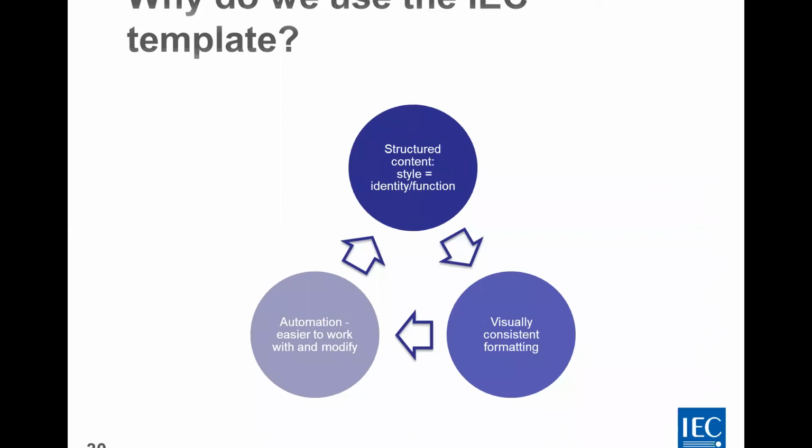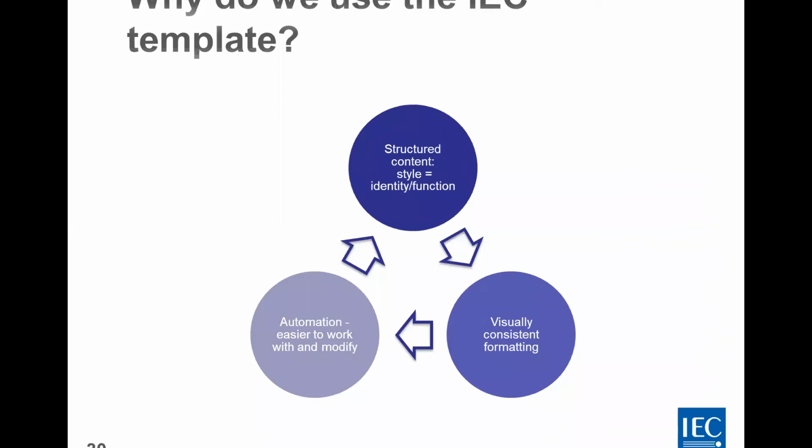Also, by using the styles, what we're doing is we're ensuring that the content is structured in a way that's meaningful. And by this I mean by applying style to text, to chunks of text in your document, what we're also doing is telling Word that this piece of text has a certain identity or function and is meaningful within the document. So that goes back to what Alistair was saying about the common structure of the IEC documents. So by using the styles, for example, we're identifying elements such as the terms and definitions, the bibliography, clauses. So the styles have a very specific identity.